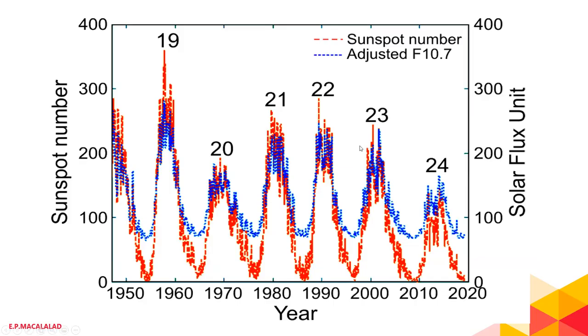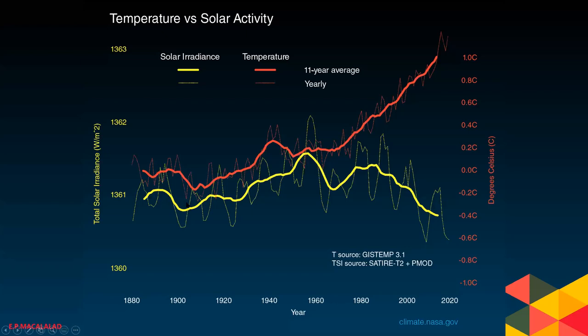However, as mentioned by NASA, this is another picture of that. They tried to correlate solar activity, in terms of total solar radiance, and surface temperature. You will notice here that from the 1880s up to about the 1950s, the general trend of solar radiance is followed by the surface temperature. This is the anomaly from the average. But the point is that the solar radiance mostly dictates the surface temperature of the Earth.